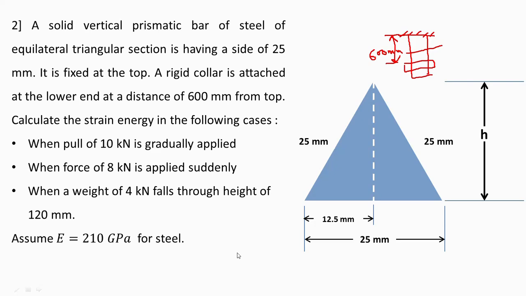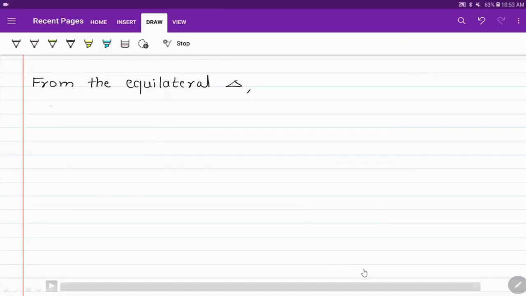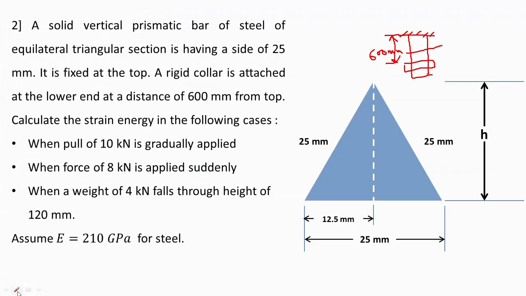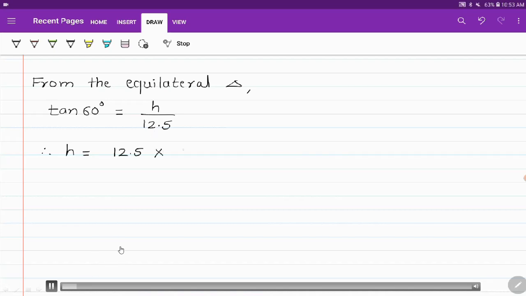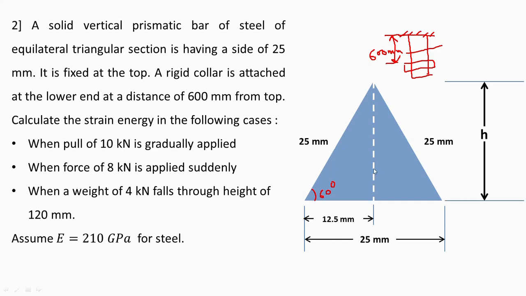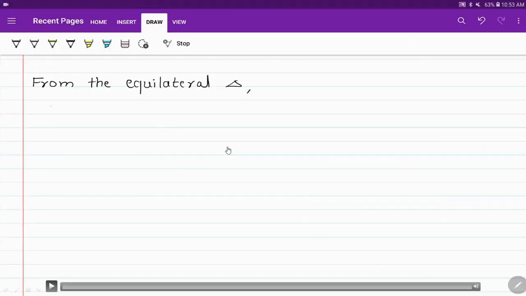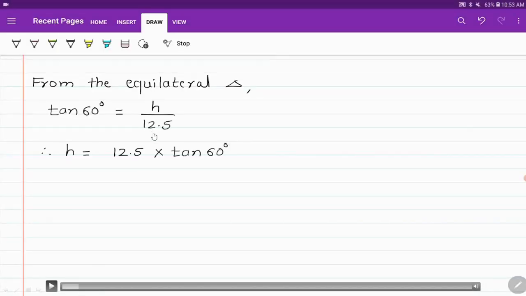Now let us first find out the value of H. Base is already known to us for the triangle, that is 25 mm. So we know that this angle is 60 degree. As it is an equilateral triangle, all these angles will be of 60 degree. So tan 60 will be equal to opposite side, that is H, divided by the adjacent side, that is 12.5. We are considering this right angle triangle. So H will be equal to 12.5 multiplied by tan 60.